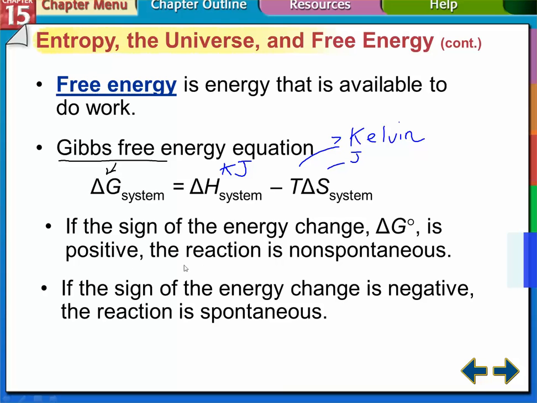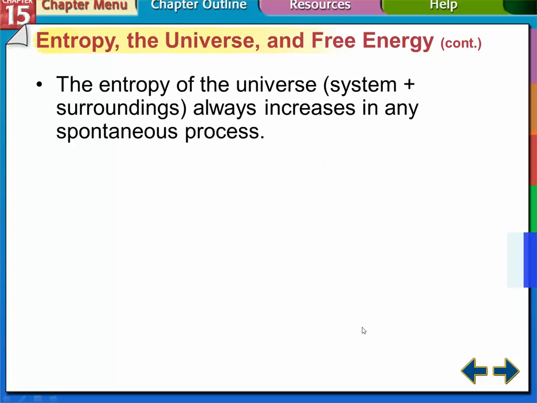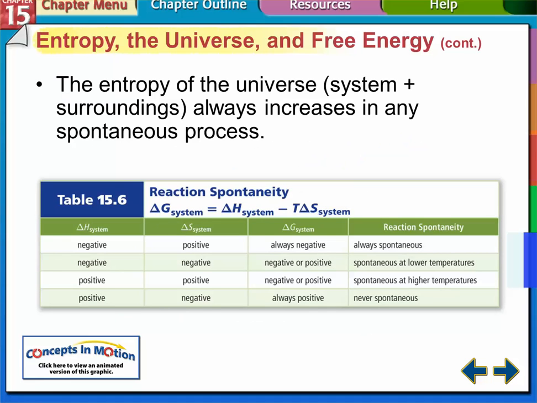If this sign is positive, then the reaction is non-spontaneous, okay? It's not going to keep going on its own. You have to put some work into it to get it to go. If the sign of delta G is negative, then it's a spontaneous reaction. Once you get it going, it'll keep going on its own. Okay, so the entropy of the universe always increases in any spontaneous process. That's a restatement of the second law of thermodynamics.